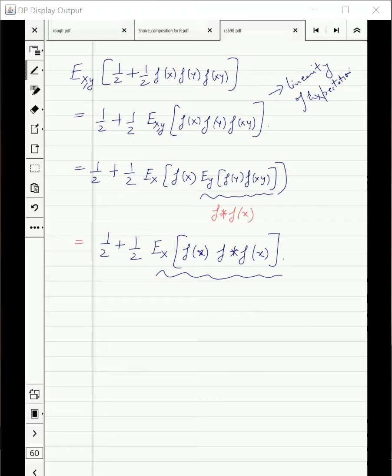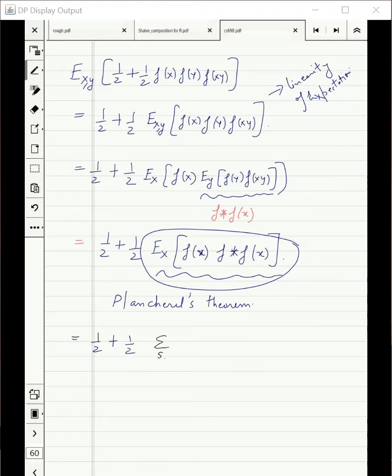But what is this, the thing which I have highlighted now? It's the inner product of both the functions in terms of f hat. The cause of my happiness is Plancherel's theorem. Correct? This is equal to half plus half summation over s of f hat of s times the Fourier coefficient of this convolution at s. Sounds good?